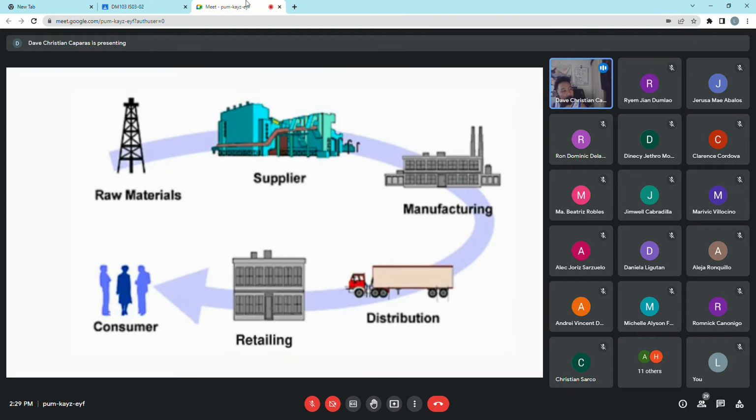Okay, so ano pinagkaiba ng wholesale sa retail? So retail. Ano ba yan? Okay, when you say wholesalers, so wholesalers are buying in bulk, no? And then also selling in bulk. Wholesalers are market intermediaries, pareho lang sila ni retailers. Yun nga lang, si wholesaler directly nagtatransact sa mga distributors at mga manufacturers.